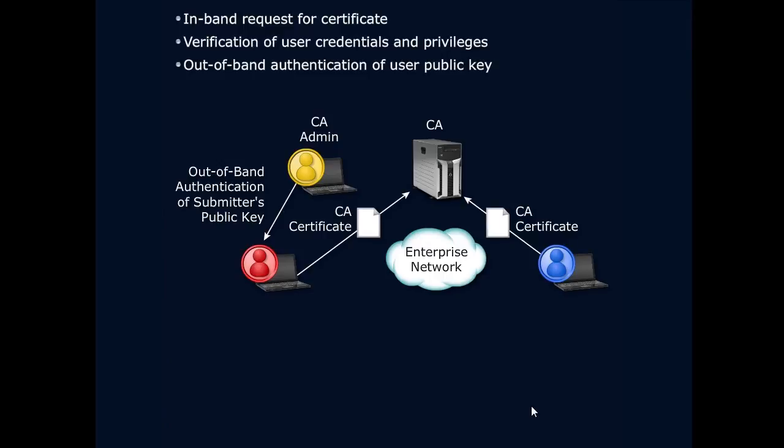Now, how does this work in the public world when we want to apply to our certificate authority? We have a self-generated certificate, but we want our certificate authority to put their stamp of approval on it. Well, we submit that to our certificate authority, and the CA admin, the certificate authority admin, contacts us to ensure that our public key that we're submitting is actually from us. This verifies our user credentials and privileges. So now we have verified the certificate authority is the certificate authority, and the certificate authority has verified that we are who we say we are.